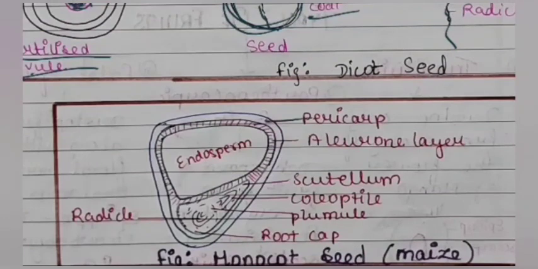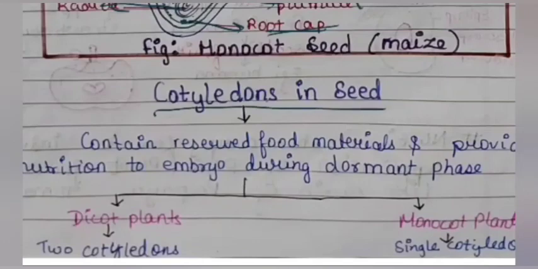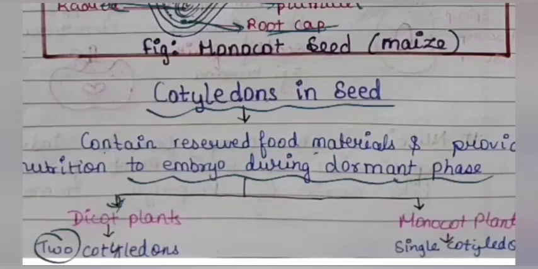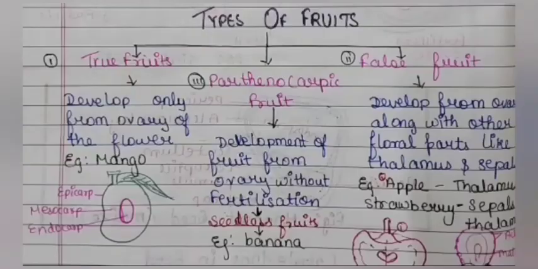This is a monocot seed. This is the pericarp here, the aleurone layer, and the endosperm here. This is the radicle. Then here is the plumule, the coleoptile just above the plumule, the scutellum here, and this is the root cap. The cotyledons in the seed basically provide nutrition to the embryo during dormancy. Dicot plants have two cotyledons, whereas monocot plants have a single cotyledon.